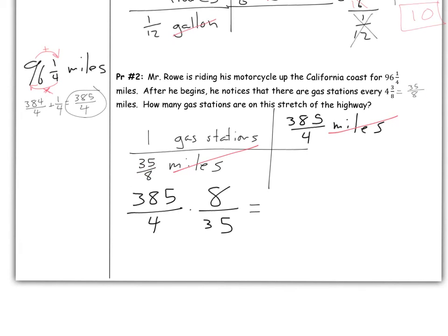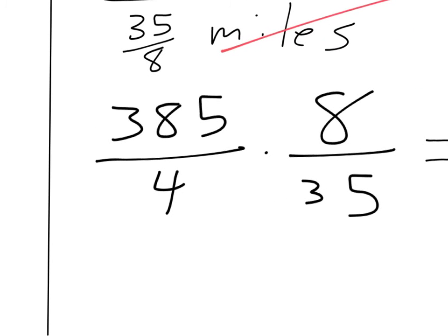What else do I know about miles? So I can get the miles unit to cancel out. Well, I know that I'm doing 96 1/4, which is 385 over 4 miles. My miles units cancel out, and I have a fraction divided by a fraction, which is the same thing as doing 385 over 4 times the reciprocal, which is 8 over 35. Now I'm ready to do some canceling here, so let's go for it.